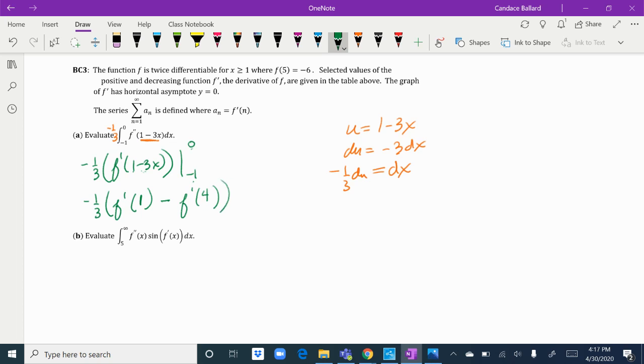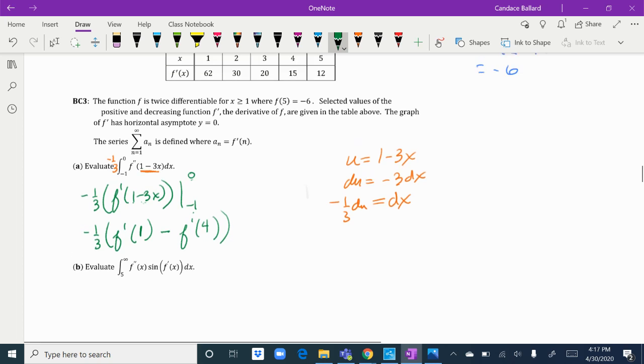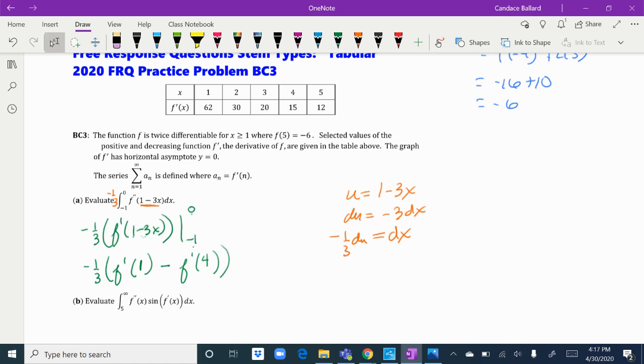I can't leave it in f's, so I need to figure out where my f's are. That's where your table comes in. The table tells us f prime of all of these values. I need f prime of 1, so I find that x value, read off the y value, and substitute it in. So -1/3 times (62 minus f prime of 4, which is 15). Once I've substituted that in, I stop. I do not do anything else.